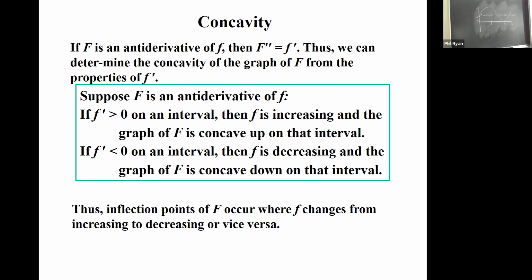We need some point to start off as a base. So how does concavity come into this? Okay, so remember we had a function f. We had f prime was its slope, and f double prime is its concavity.